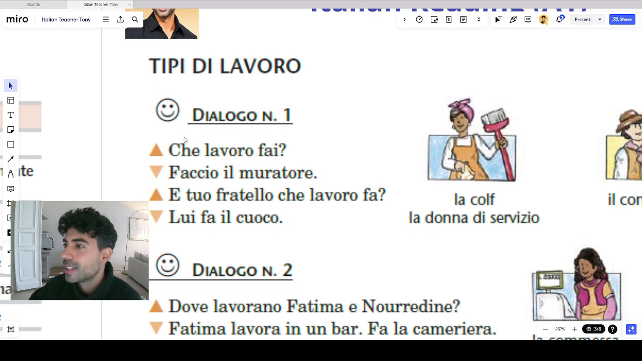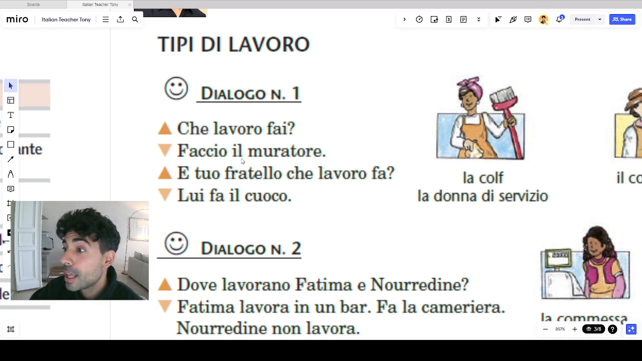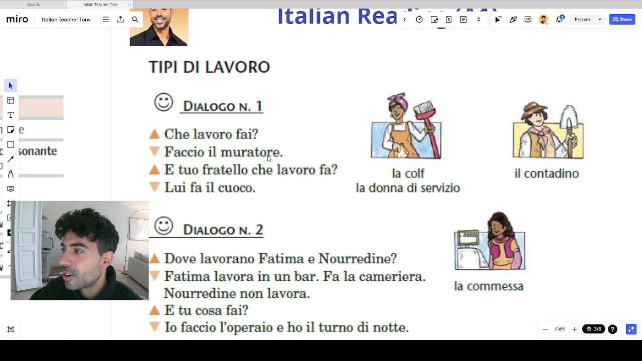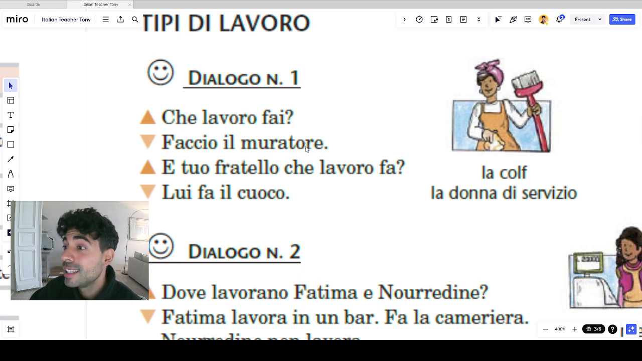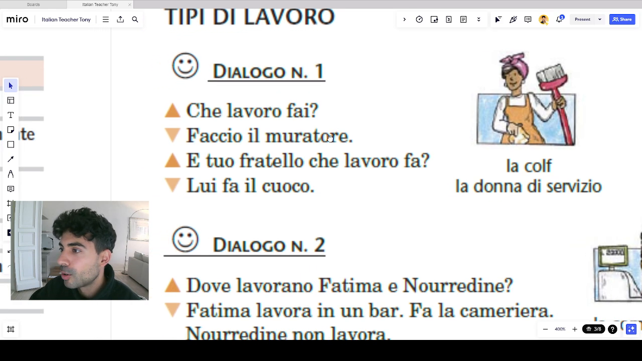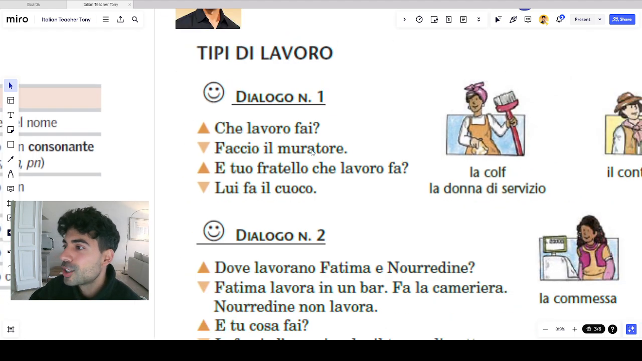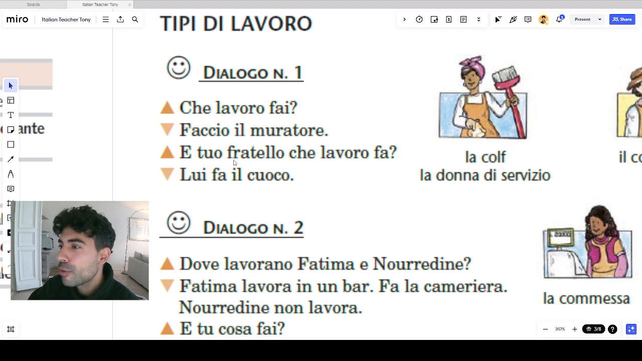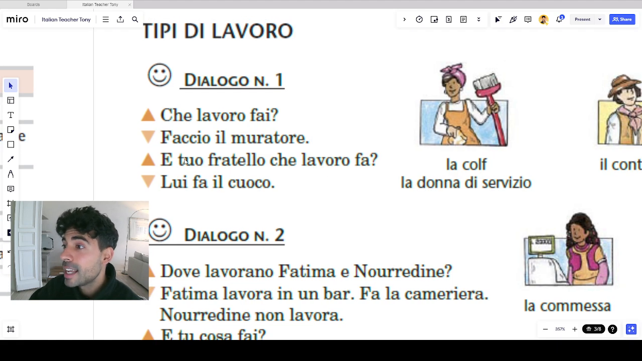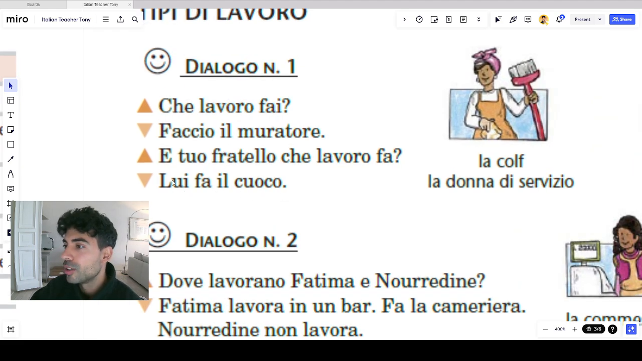Type of jobs. Che lavoro fai? What job do you do? What is your job? Faccio il muratore. Muratore is the person working building the houses, house builder. Or, il muratore can also be someone building something with the bare hands. Faccio il muratore. E tuo fratello, che lavoro fa? And your brother, which job does he do? Lui fa il cuoco. He does the cook. He is a chef. He cooks.